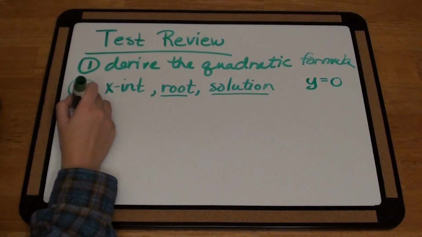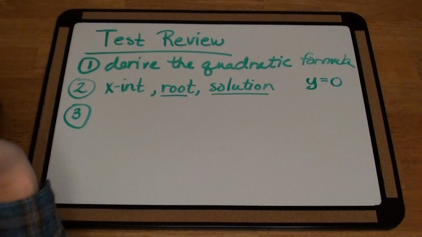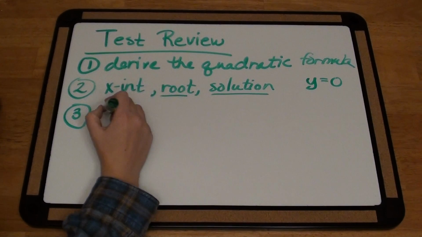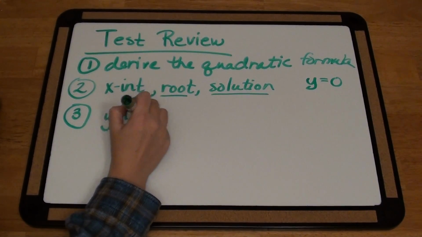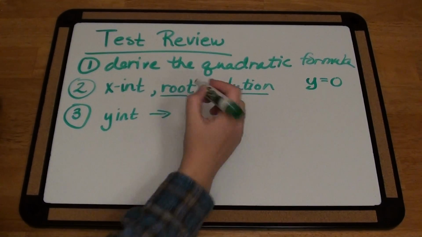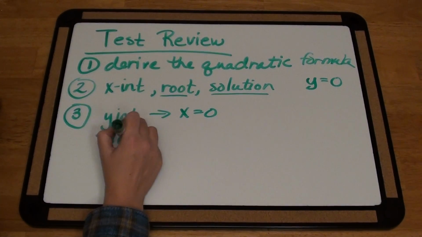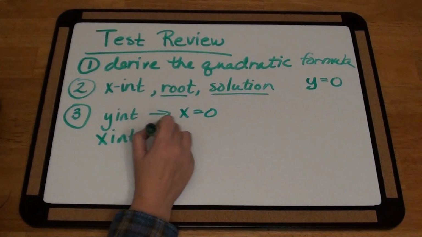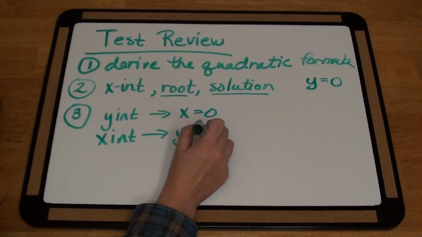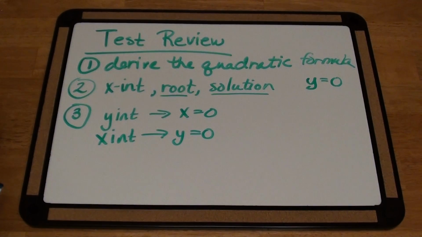Third, you need to make the jump very quickly. That when we're talking about the y-intercept, what I'm really saying is that x is 0. And when I'm talking about the x-intercept, what I'm really saying is that y is 0. These are very important things.